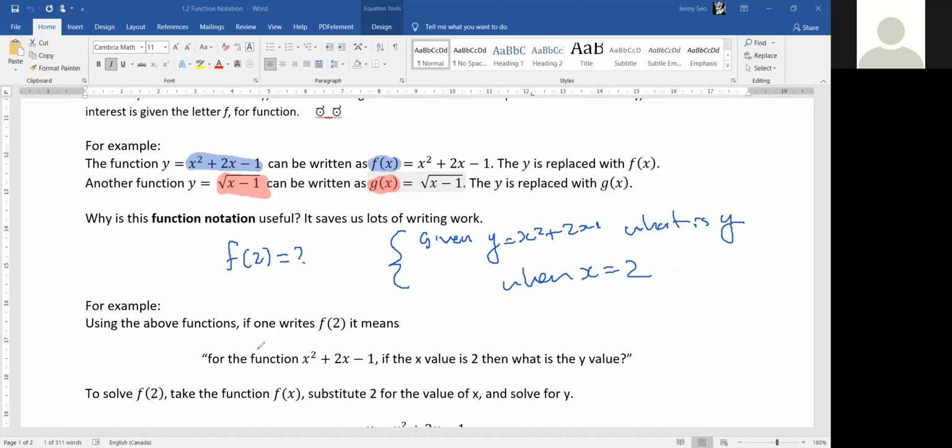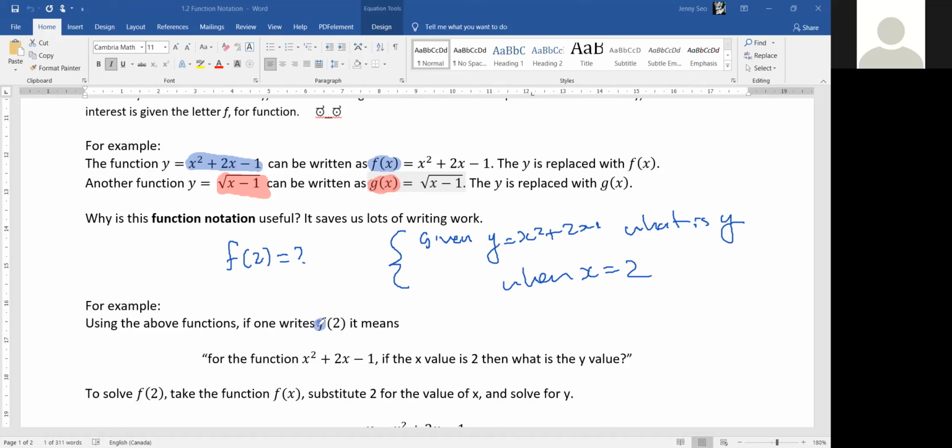F of 2 means using this function, what's the y value when x equals 2? Isn't that really, really short? Super short and sweet, right? So this is not f multiplied by 2. That's not what the symbol is. This symbol represents: I have a function, and I want to put 2 as the x value. Okay, so it's right here.